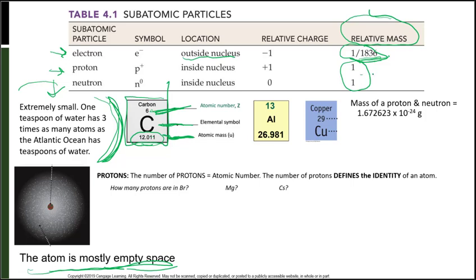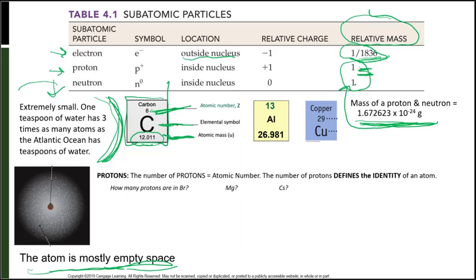Now, notice also right here, we say relative mass. We count 1 proton and 1 neutron as each having a mass of 1. But the actual mass of a proton and neutron is 1.67-ish times 10 to the negative 24th grams. So very, very, very small. What they did, to make it easier, is say that mass is equivalent to 1, just because that number is so small.